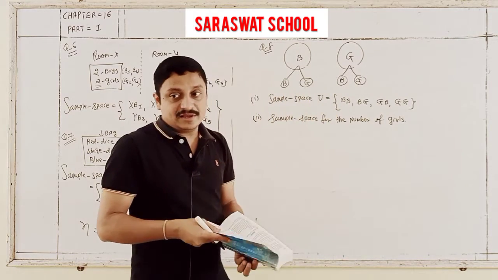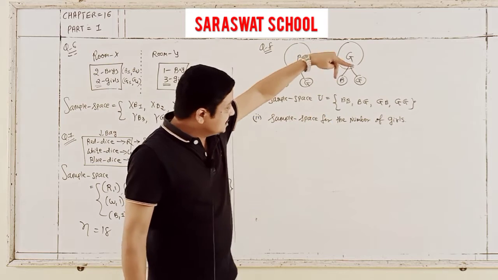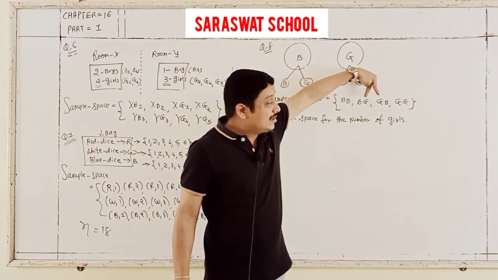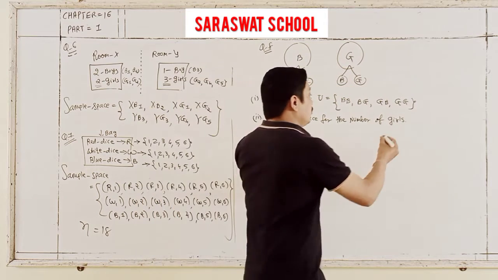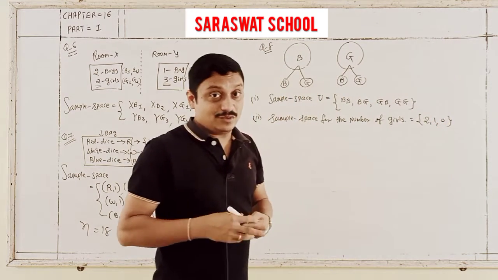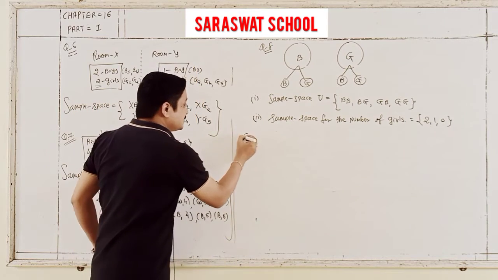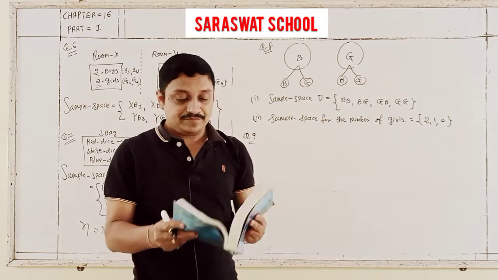In the family, the number of girls means students. Here maybe 2 girls, GG; maybe 1 girl, BG or GB; maybe no girls, which means boys. So the number of girls is 2, 1, or 0. I will write down 2 girls, 1 girl, or no girls.